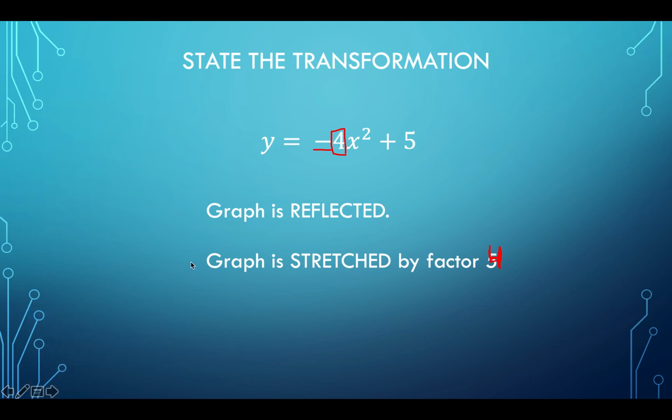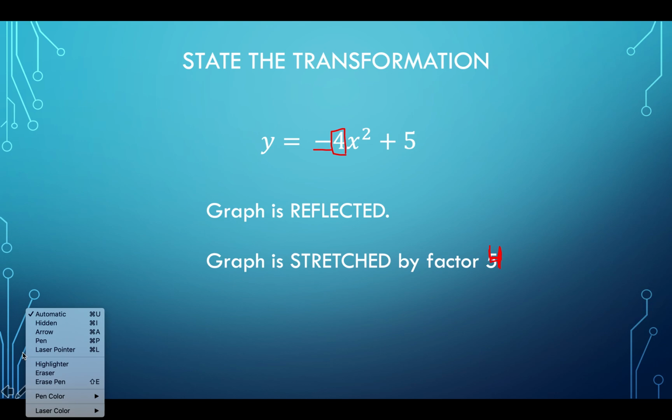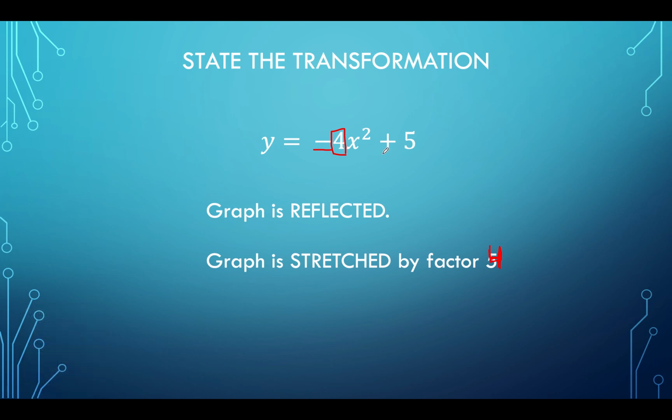And then what do we have? And then we have our plus 5. So what does that mean is going on here? When we have a plus at the end, that means the graph is shifted up 5 units. So negative, graph is reflected. 4, graph is stretched by factor 4. And then plus 5, graph is shifted up 5 units.